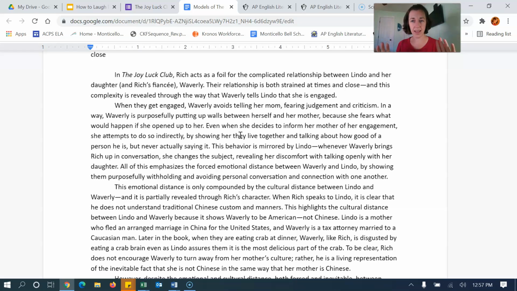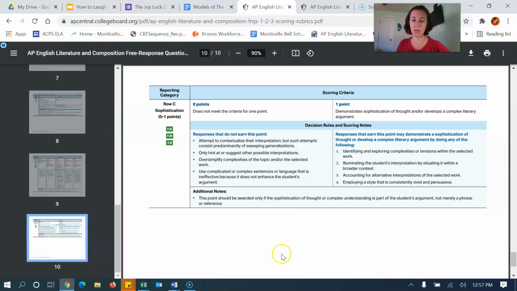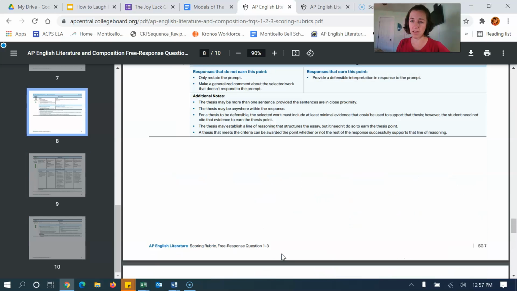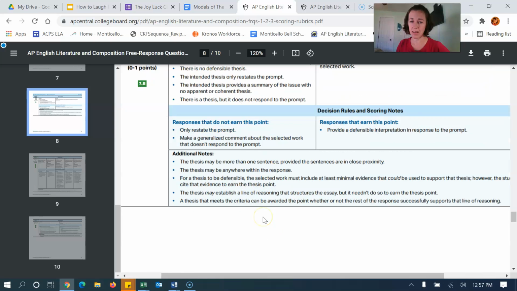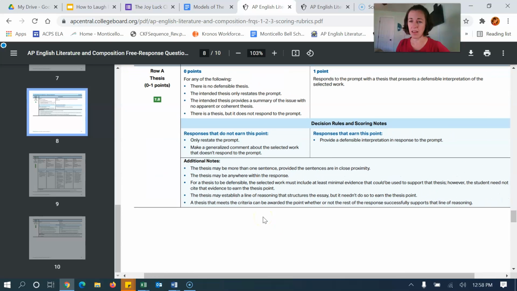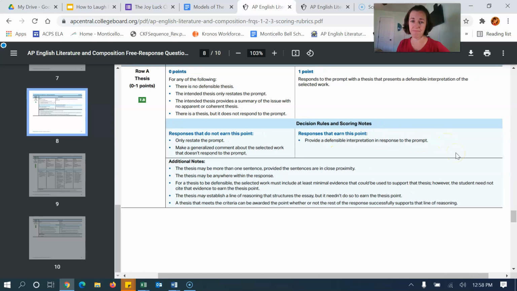Already, I can say this student earns the thesis point. The thesis is the last sentence of the intro there. It's defensible. He's making a claim that the relationship is strained and sometimes close, and that is revealed through a particular moment in the book, which I imagine he will now go on to defend. So the thesis is clear enough that I can say with confidence as I look through the thesis components here, the thesis does provide a defensible interpretation in response to the prompt.